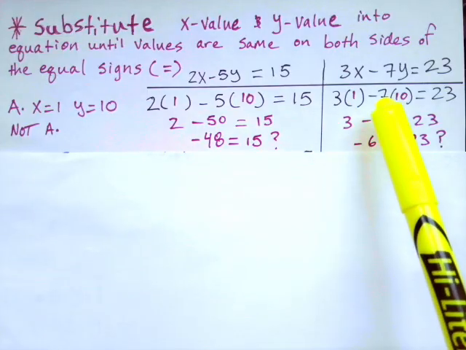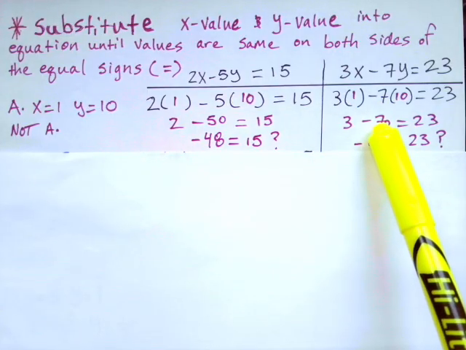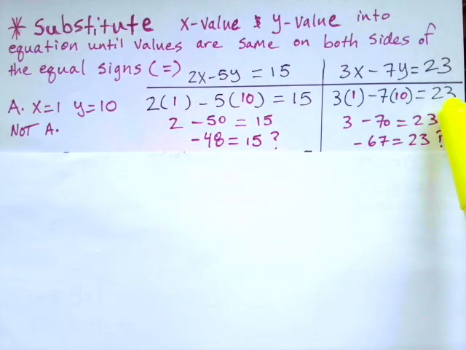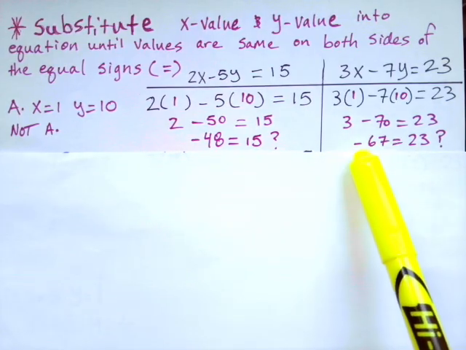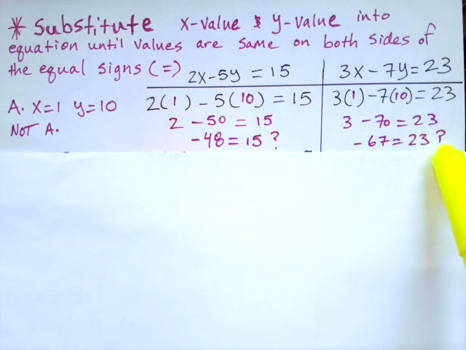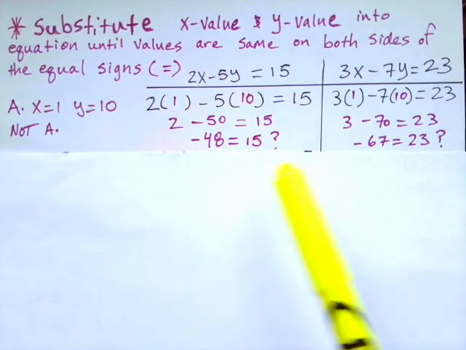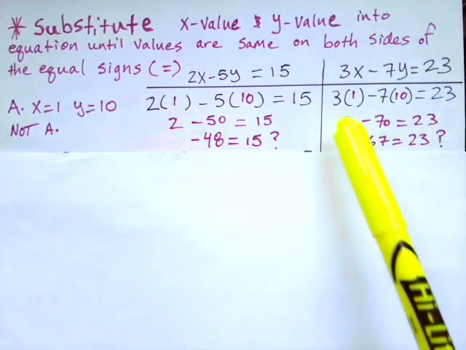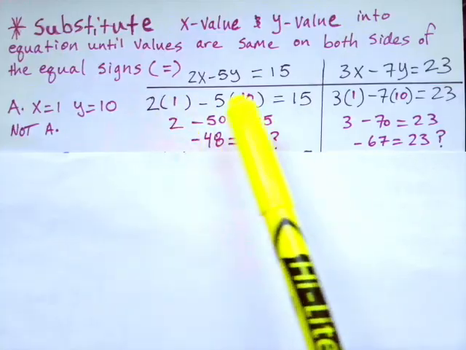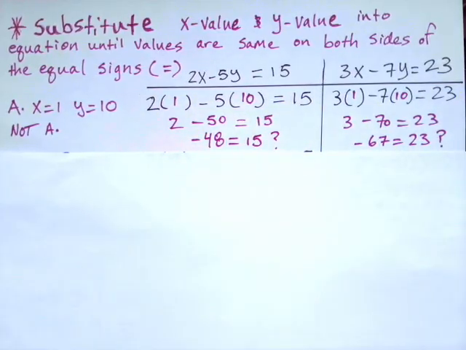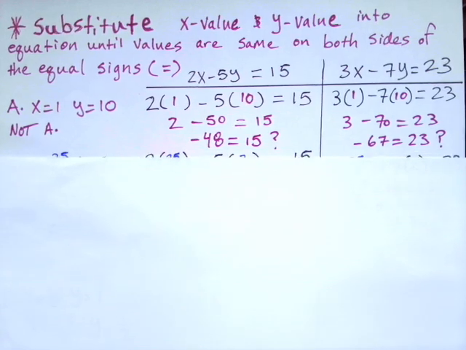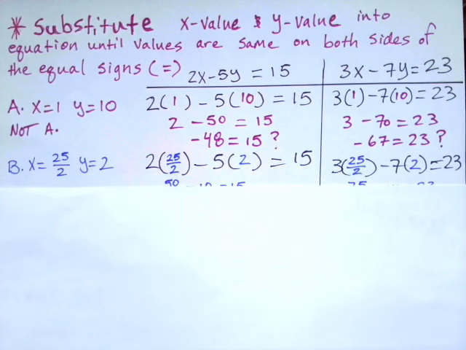3 times 1 is 3. Negative 7 times 10 is a negative 70. Equals 23. I just rewrite it. 3 plus a negative 70 is a negative 67 equals 23. Are these the same on both sides? No, they are not. So you really don't have to check the other equation once you realize it doesn't work on this one. Guess what? It's not going to work on both of them. So keep going. I know this is a timed exam.